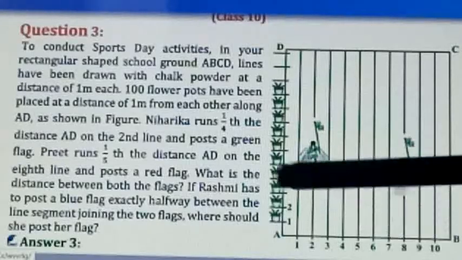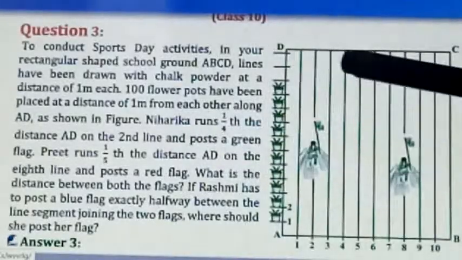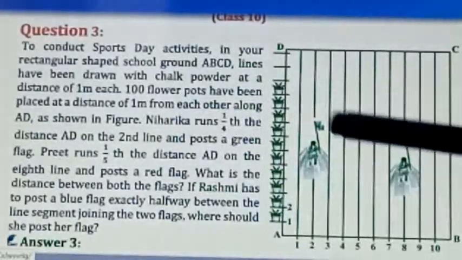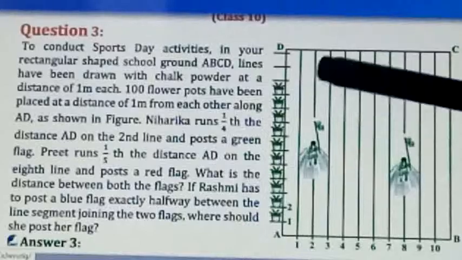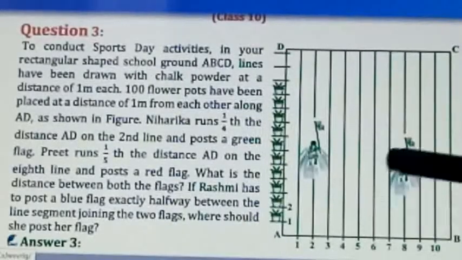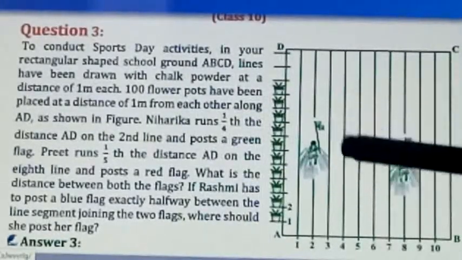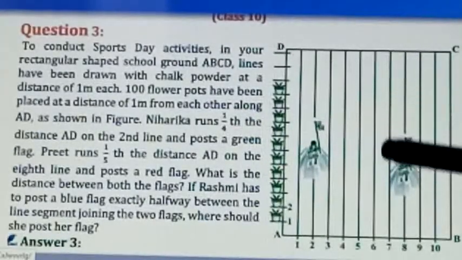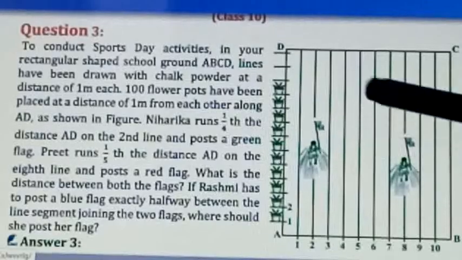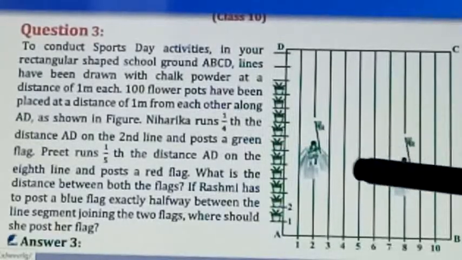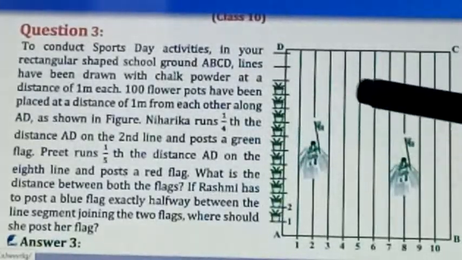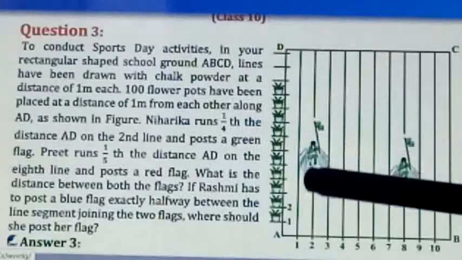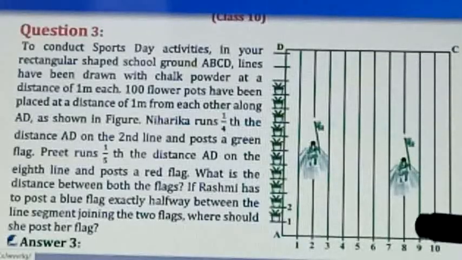And the second part is, Rashmi, another student, has to post a blue flag. Where does she need to post her flag? She needs to post it exactly halfway between these two flags. Where should she place her flag? That is another question we need to find out, children. So these are the two parts we need to find out. We first need to find the distance between these two flags by using the distance formula.